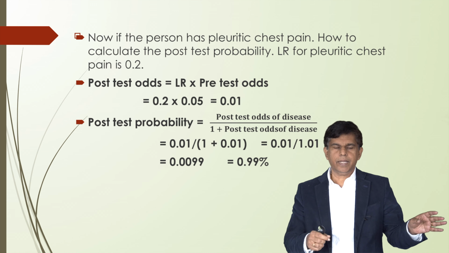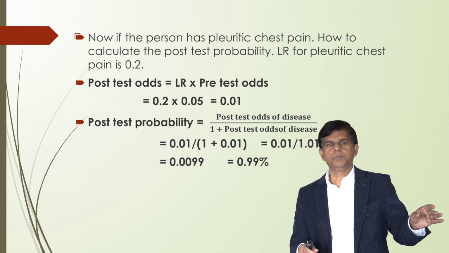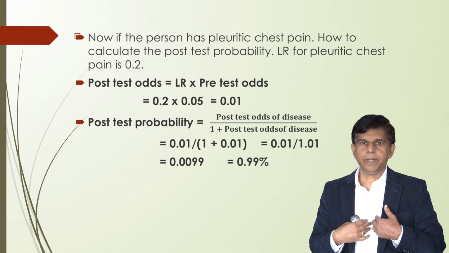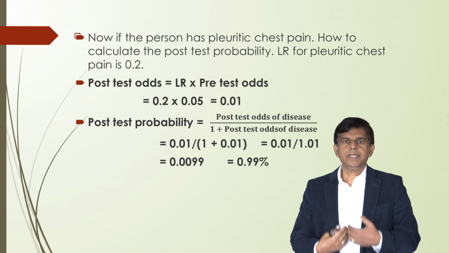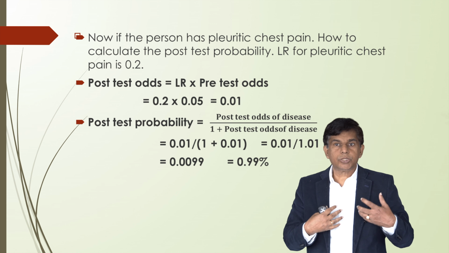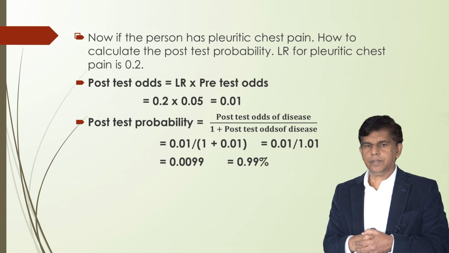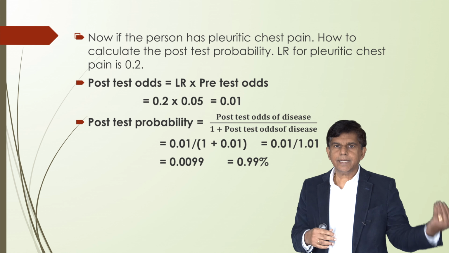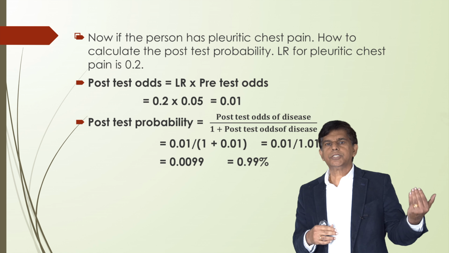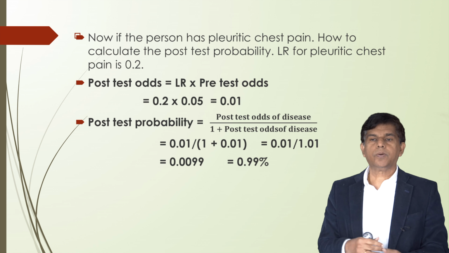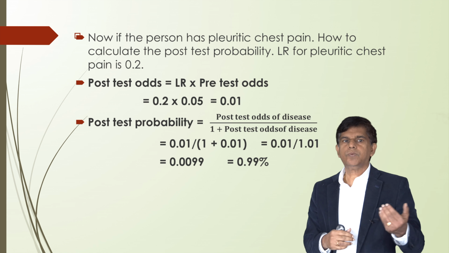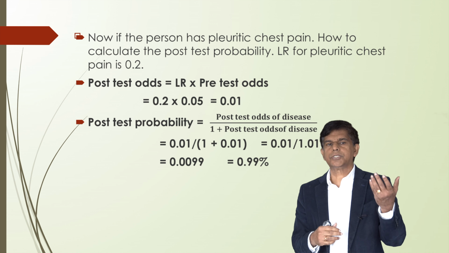Now, another person comes to the emergency room or somewhere and tells you, I'm having chest pain, and when I take a deep breath, it hurts. That's almost like a pleuritic type chest pain, okay? So now we have a negative likelihood ratio, which is 0.2. That is less than 1, it's a negative likelihood ratio, 0.2.